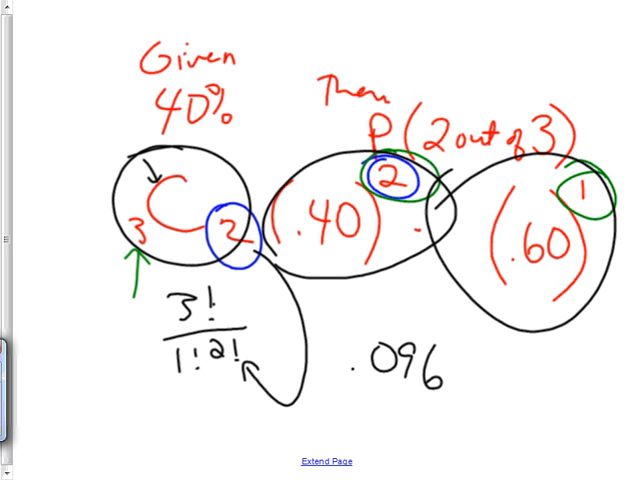0.96. Would you guys agree that rounds to about 10% chance he's going to do that? Okay, somebody typed it wrong. All right, so what was it supposed to be? Sorry.